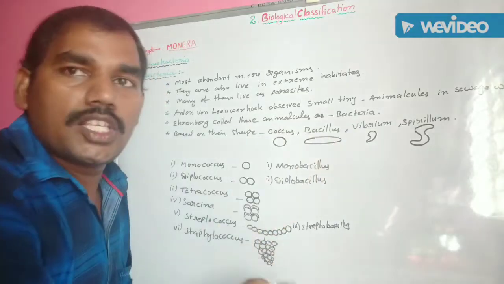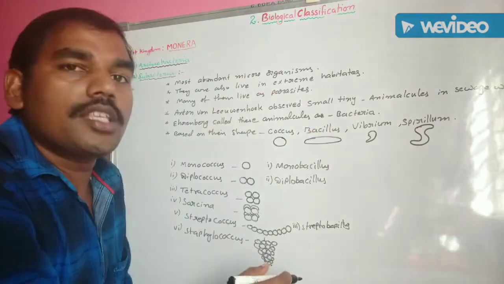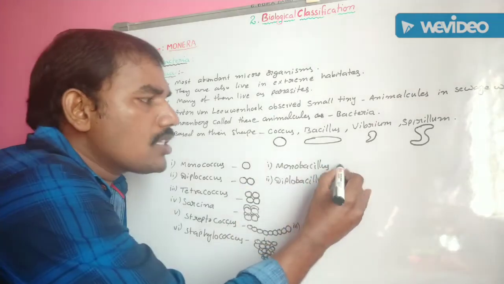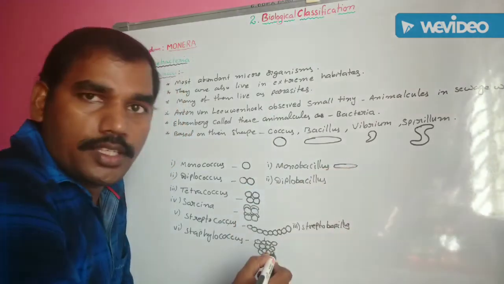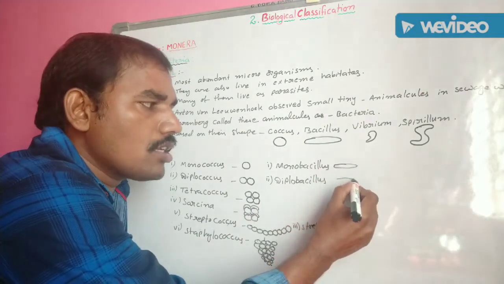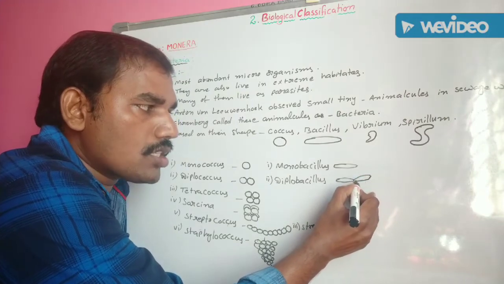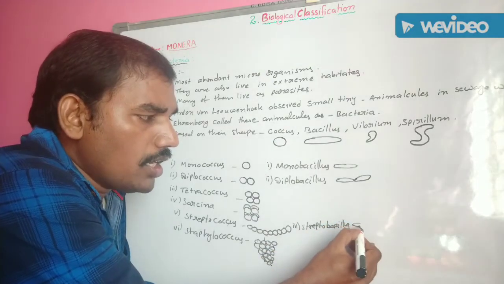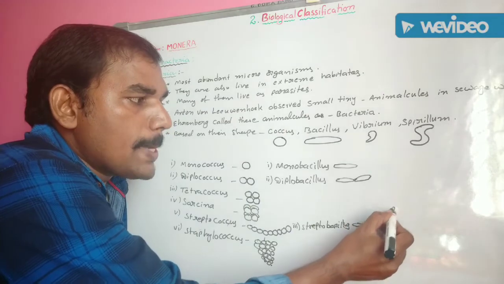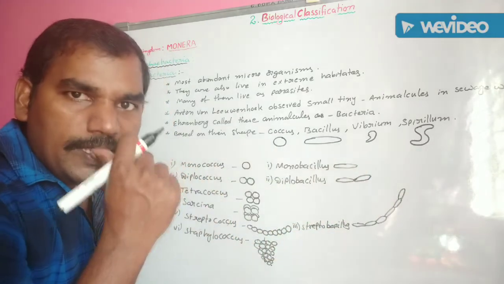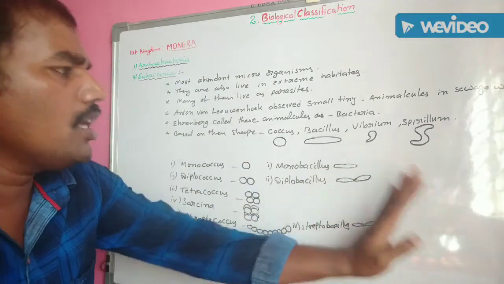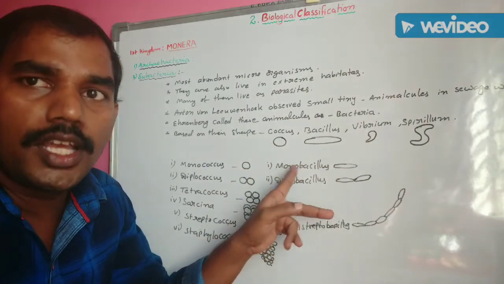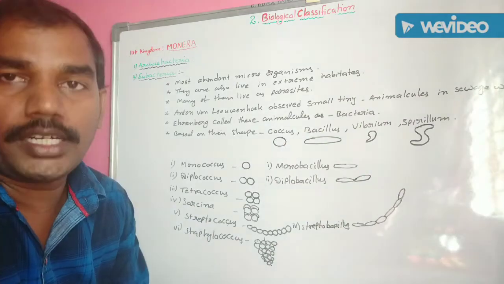Rod-shaped bacteria are called bacillus bacteria. These bacillus bacteria are also categorized into monobacillus, diplobacillus, and streptobacillus. Monobacillus, this means only a single rod-shaped bacterium is called monobacillus. Diplobacillus means 2 rod-shaped bacteria are called diplobacillus. Streptobacillus means a number of rod-shaped bacteria are arranged in a chain-like structure. These are called streptobacillus. In this way, on the basis of their number of rod-shaped bacteria, bacillus bacteria are categorized into monobacillus, diplobacillus, and streptobacillus bacteria.